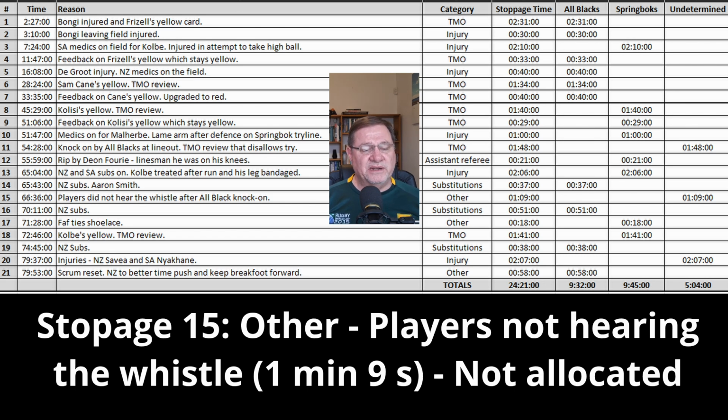In the 66th minute and 36 seconds, the players did not hear the whistle after an All Black knock-on. Some players played on for quite a while. Willie Leroux went over the All Black try line, but they were called back. And that whole period where there was a stoppage was 1 minute and 9 seconds. I've categorized this as other because I couldn't categorize it under any of the other categories. And in this instance, again, I did not allocate the time of 1 minute and 9 seconds to any of the teams, given that both were at fault.